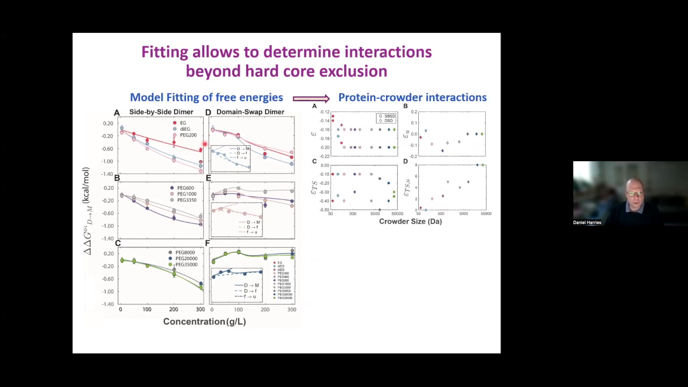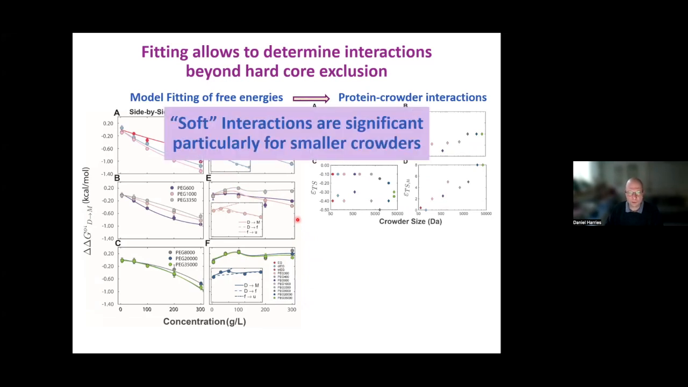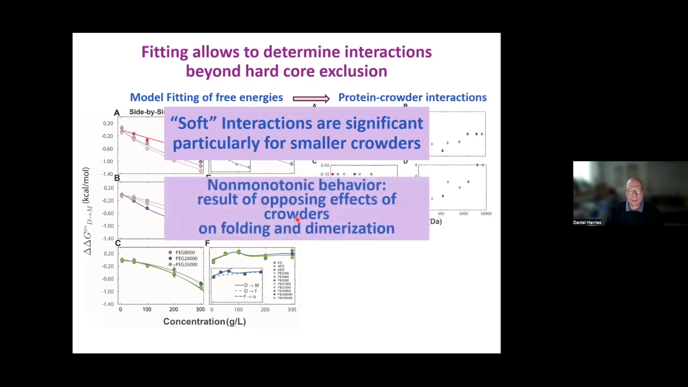So first of all, you see that the fits go through the data, even though some of the data is very non-monotonic. There is this shift between two types of behaviors, and this can be explained by the model. So first of all, we find that soft interactions are significant, especially for the smaller Crowders. And as Gary mentioned, the smaller pegs are strange. Their strangeness comes from these soft interactions. And then the non-monotonic behavior is a result of the opposing effects of Crowder's unfolding and dimerization.